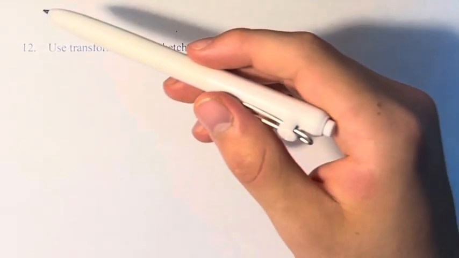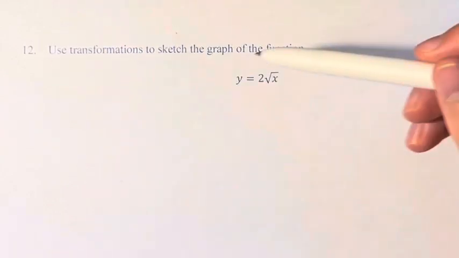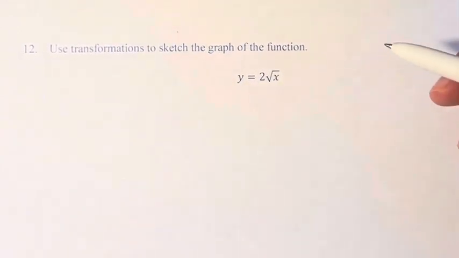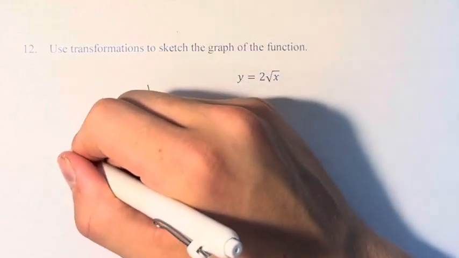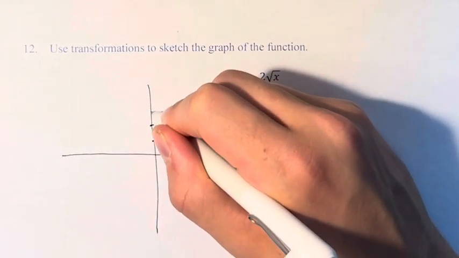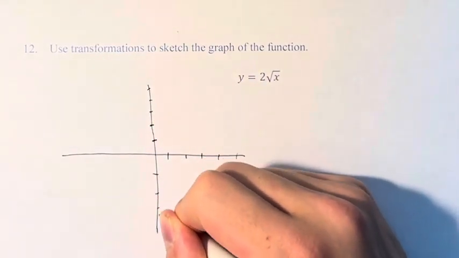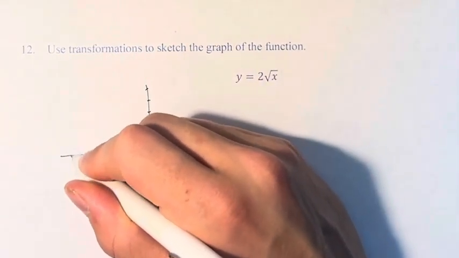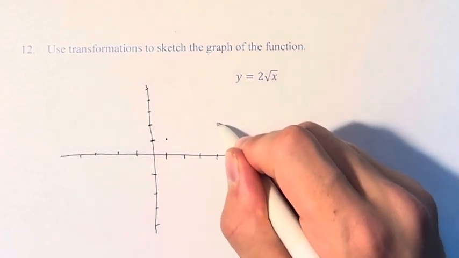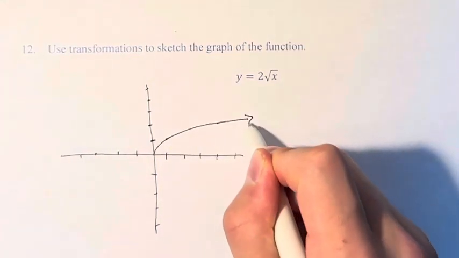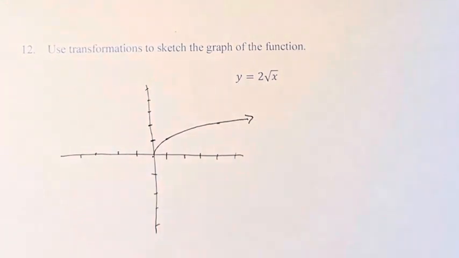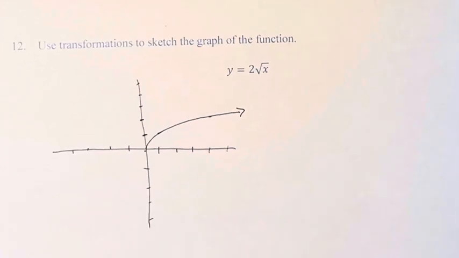In this problem, we're asked to use transformations to sketch the graph of the function y equals 2 times the square root of x. So we're using transformations because we know the graph of a function already that will be helpful for this, which is just the graph of the square root of x. We know this because it's one of our standard functions, going through the points (0, 0), (1, 1), and (4, 2) with that general shape.